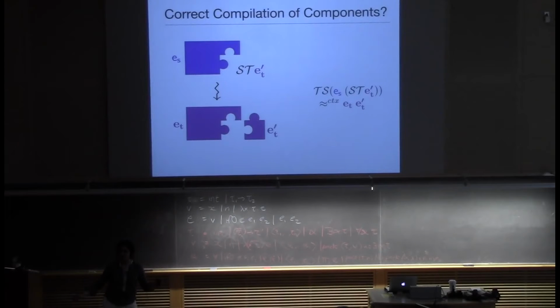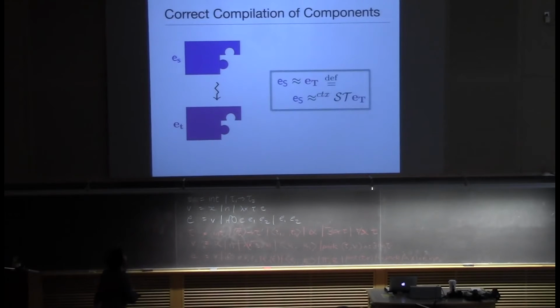Good? Okay. All right. Then this ES equivalent to ET that I've been asking all along, how do we define this? We can define it simply by saying that the original ES that we're compiling must be contextually equivalent to the code that our compiler produces, but with an ST wrapper around it. An ST boundary wrapped around it.